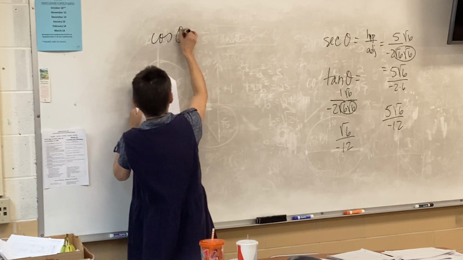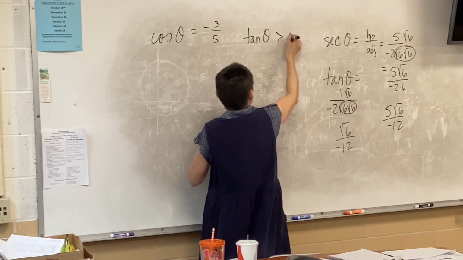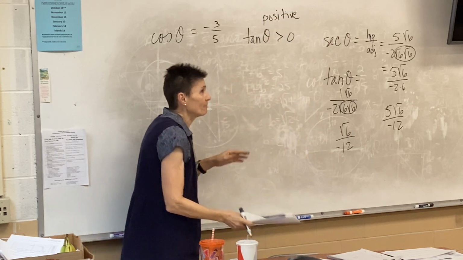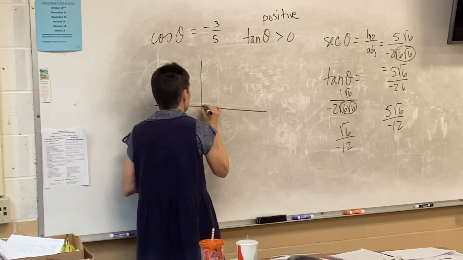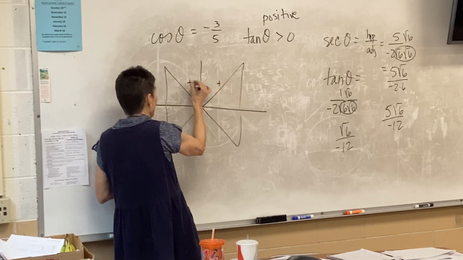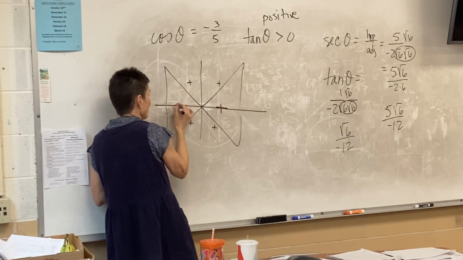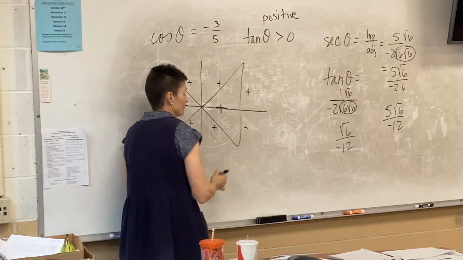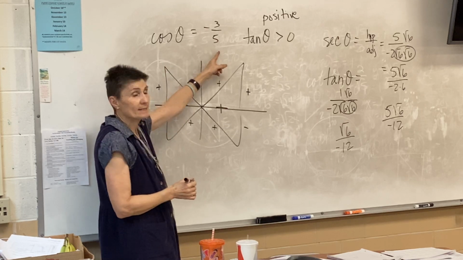All right, here we go. We know cosine is negative 3/5, and we know tangent is positive. So we've got to figure out where that is. So here's my butterfly bow tie. I know these are all positive. I know right is positive, left is negative. Ups are positive, downs are negative. Cosine is negative.